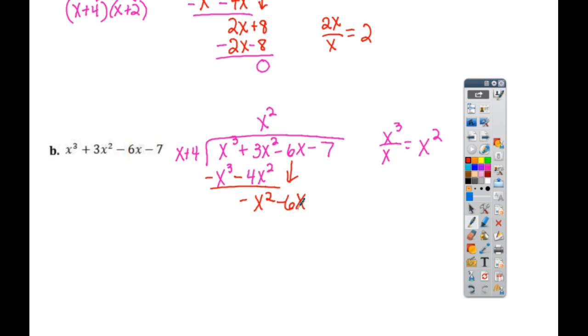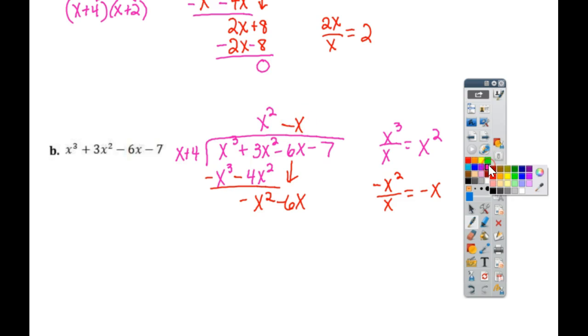I have to bring down the minus 6x. So this time, what's your first term? I have negative x squared divided by x. So negative x squared divided by x is, but it's negative, right? So where does that go? Above the 6x, so minus x right there.